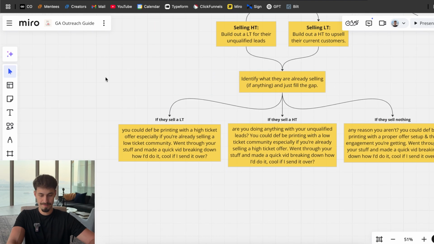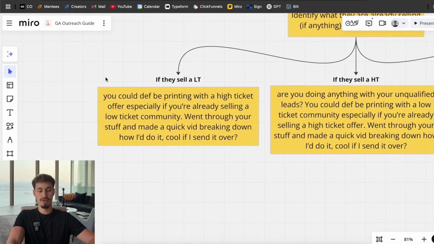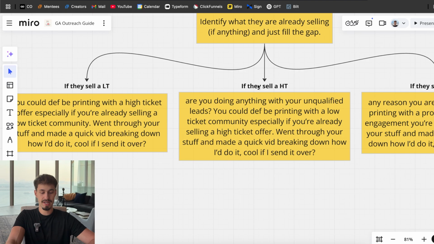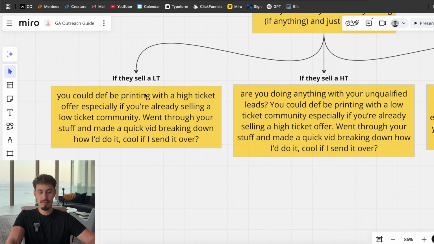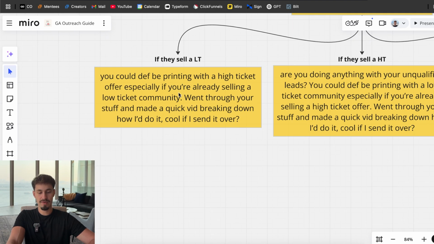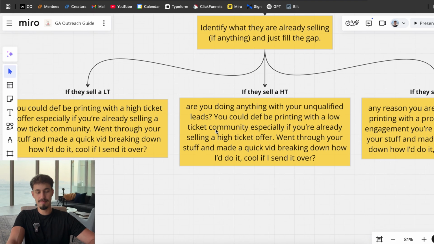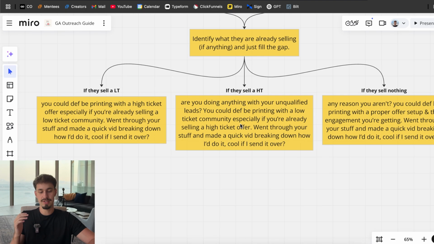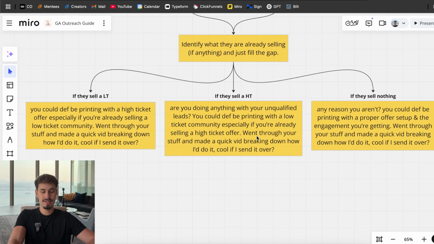Okay, so here you go. If they sell a low ticket, you could definitely be printing. This is pretty much the same message, but just a different start. You could definitely be printing with a high ticket offer, especially if you're already selling a low ticket community. Went through your stuff and made a quick video breaking down how I do it. Cool if I send it over? And then the same thing, if they sell a high ticket, are you doing anything with your unqualified leads? So the rest of the message is the same, but that initial part of the message is what's different.